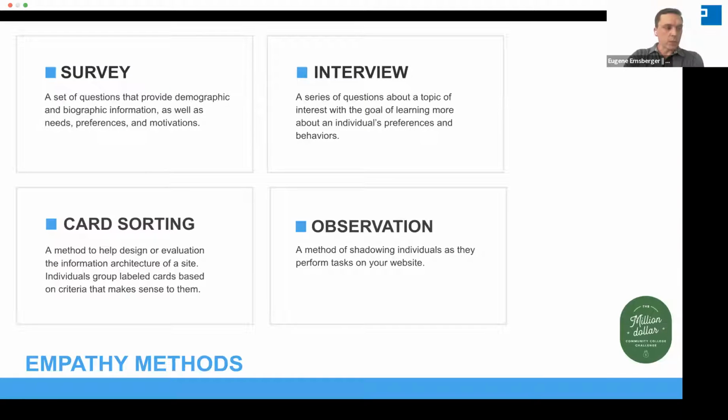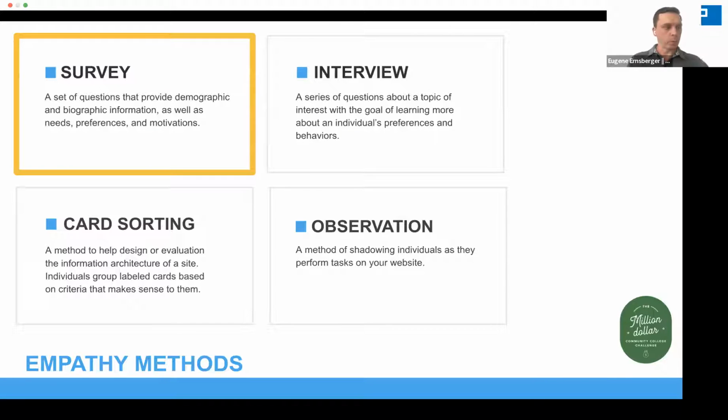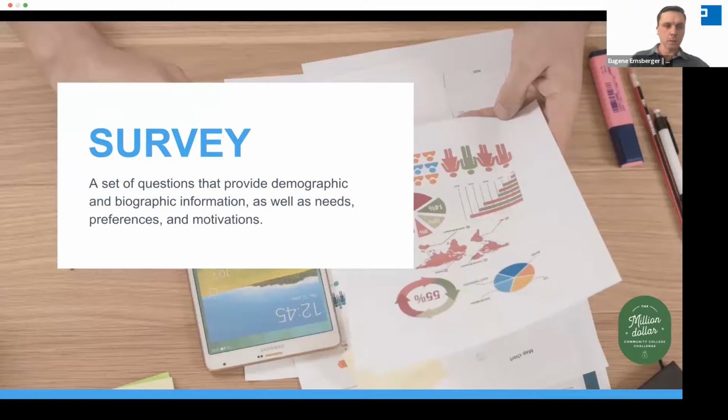So to answer those types of questions, we can use a variety of methods. The empathy phase is divergent. As Meg pointed out, we're looking to broaden our understanding. So we need tools that will give us information that we can eventually use to converge or focus. So here we have listed some tools that we use during this phase. For the purpose of this workshop, we're going to dive a little deeper into surveys.